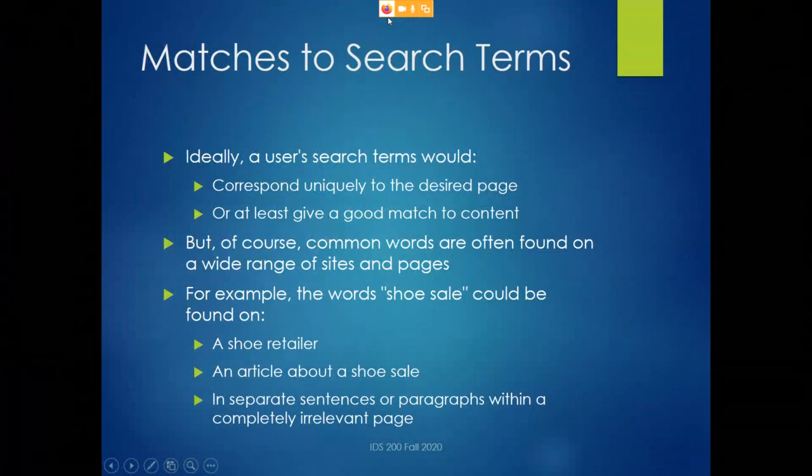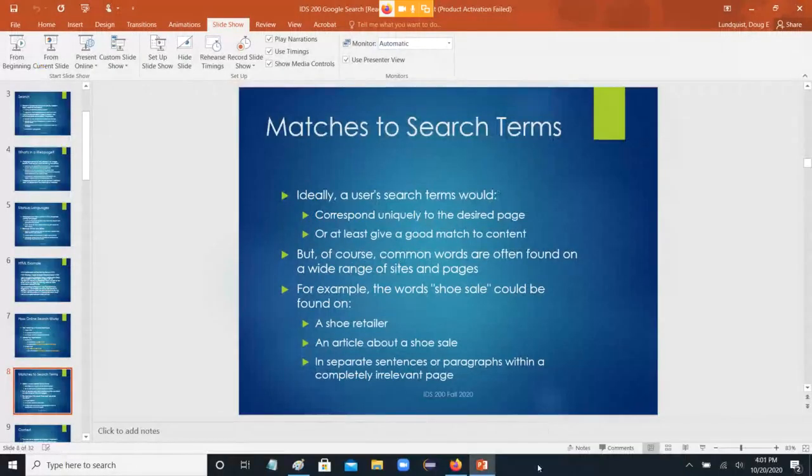Okay, so when you're doing search, ideally the search term that the user uses would, number one, correspond uniquely to a desired page, or at least give a good match to content. Once upon a time, this was largely true, right? When the internet was first started, it had a fairly small number of repositories. The very first one was only like 4 computers.